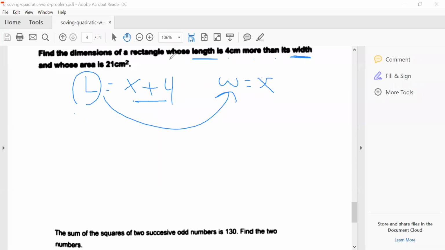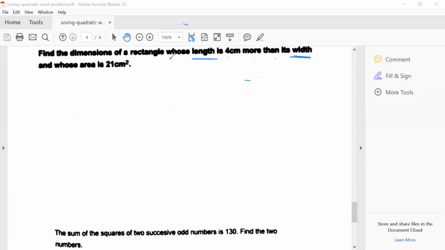Okay, so I have named the length and the width for myself. Here the width is x and I consider the length x plus 4. What else? Of course he wants the length and the width, and he wants the value of x. When I get x, I get the width. Add 4 to x and you will get the length.